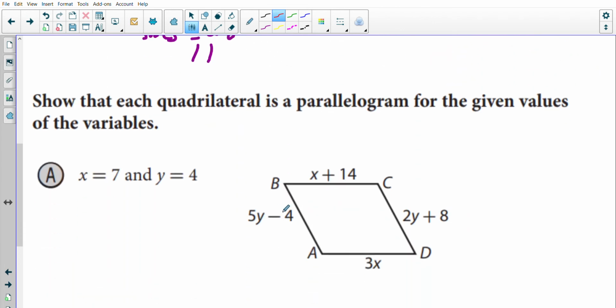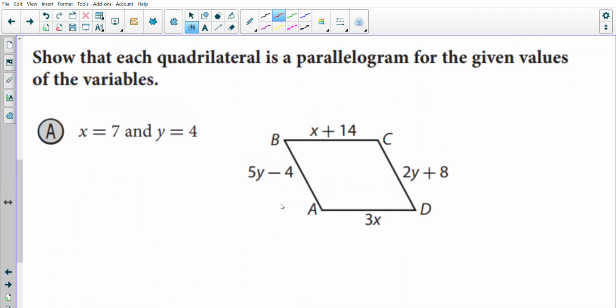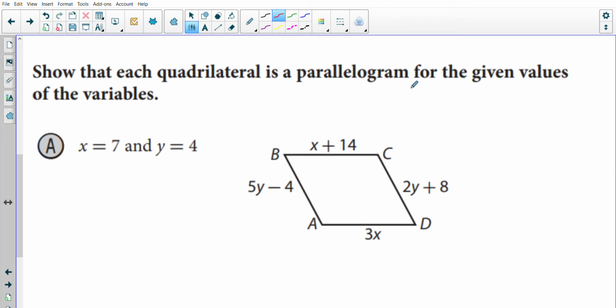Now we want to look at these and be able to solve these problems. Here's what we're going to do: we are going to show that each quadrilateral is a parallelogram for the given values of the variables. Essentially, we're going to plug in 7 for x and 4 for y, and make sure that one of these conditions is met. In these cases, we're going to have two pairs of opposite sides that are congruent.